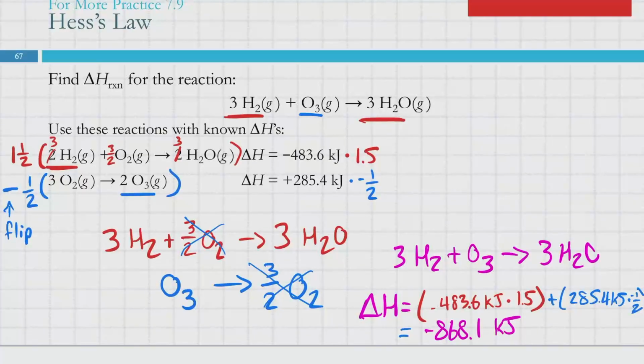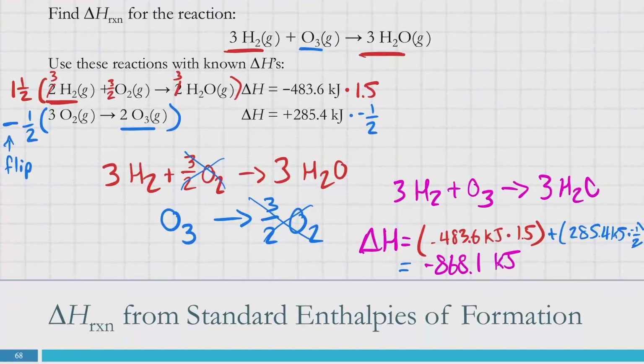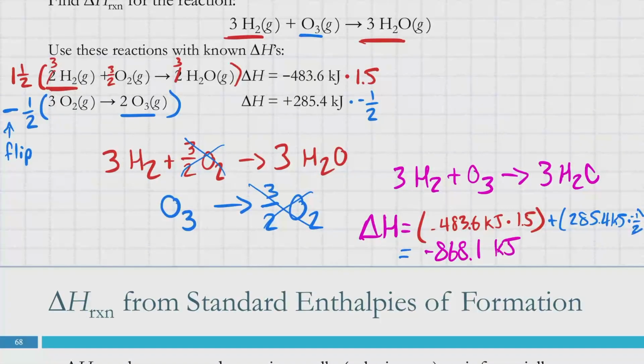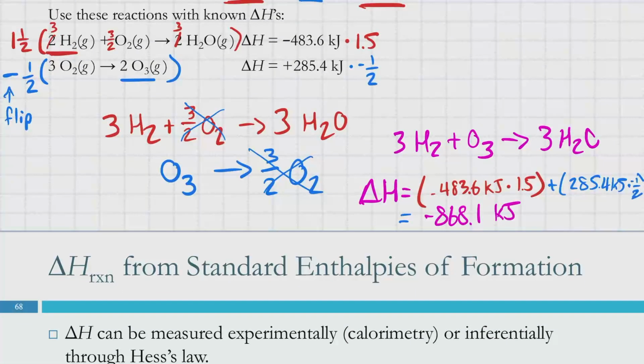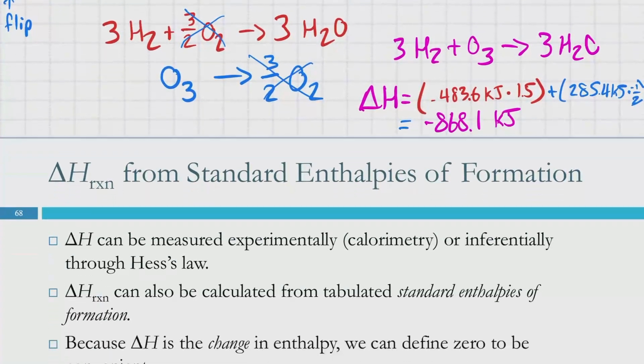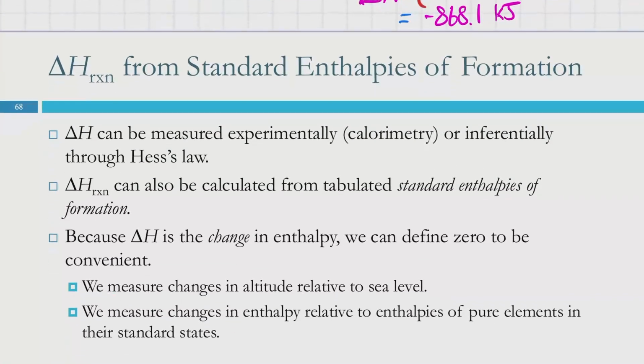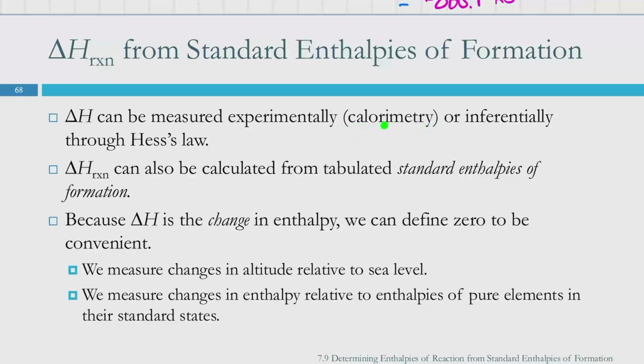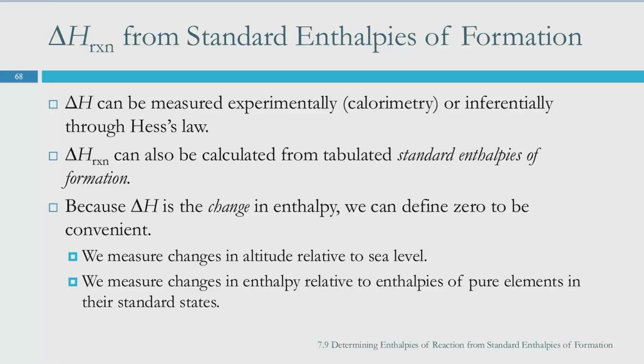Okay, we will sort of tease the next section because we don't really have time to finish it. So we can also do delta H of a reaction, or change in enthalpy of a reaction, from what are called standard enthalpies of formation. We can measure them experimentally via calorimetry or by inference, like adding up equations. We can also use a table of standard enthalpies of formation.